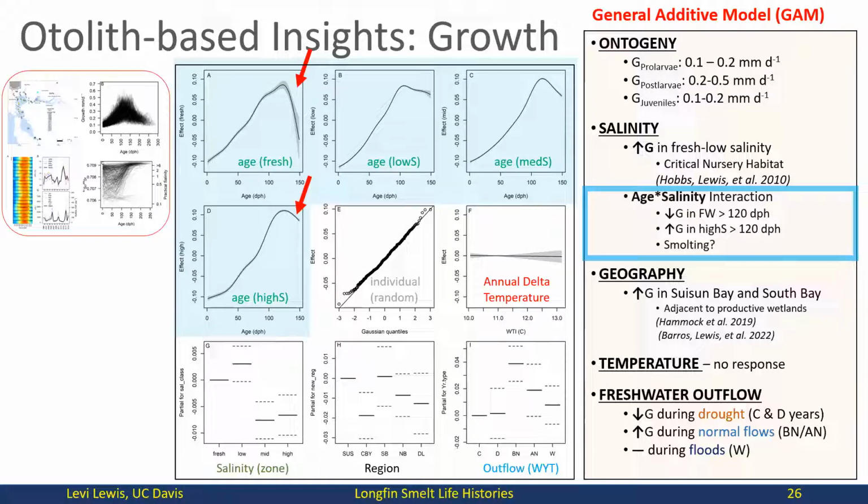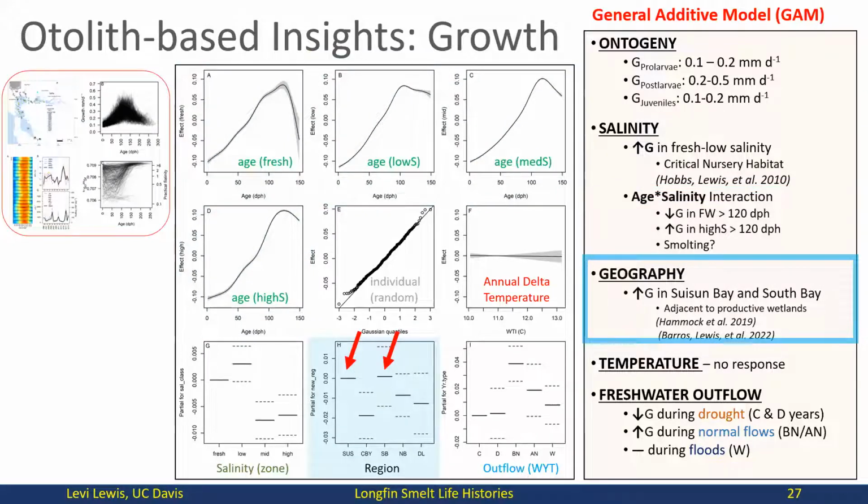And to really simplify it, I've just pointed out these two arrows. On the top is the ontogenetic growth effect of fish that remained in freshwater. And in the bottom is the ontogenetic growth effect of fish that remained in high salinity. And so it seems that older fish tend to grow better at high salinity than low salinity. So this might be an age-salinity interaction that indicates some sort of either smolting or some other environmental correlate with salinity that causes growth to be poor in older fish later in the season or later in age.